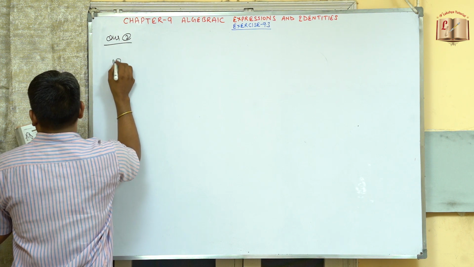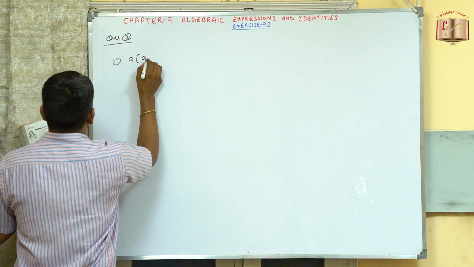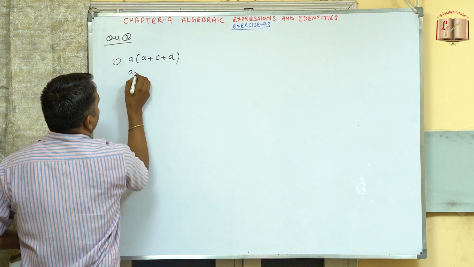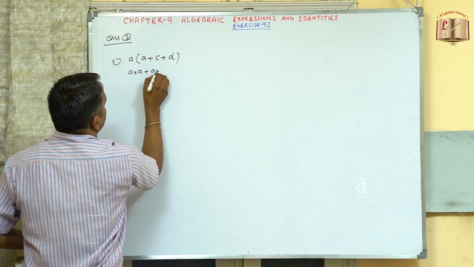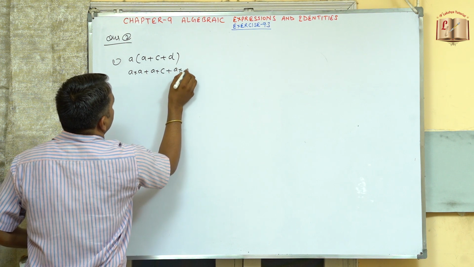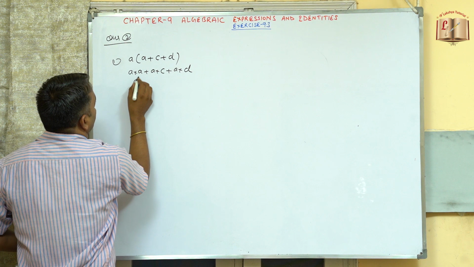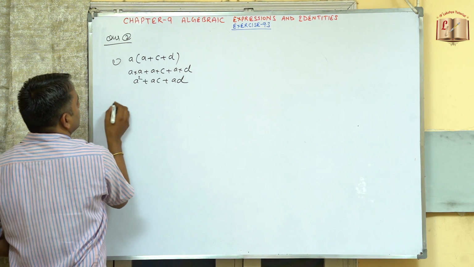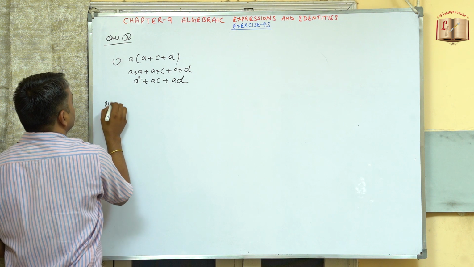This is now the first part, we have a into (a plus c plus d). So this will be now a into a plus a into c plus a into d. So this will be now a square plus ac plus ad. So this will be now the product.